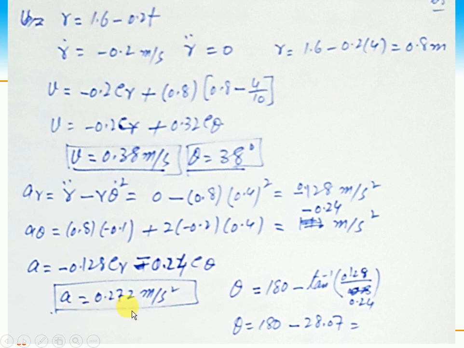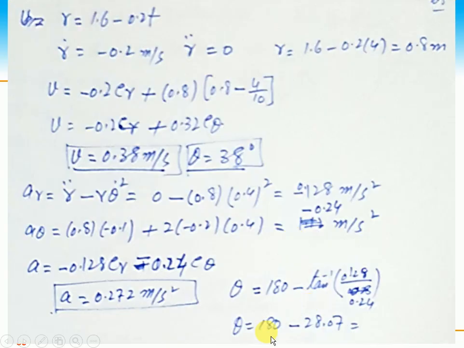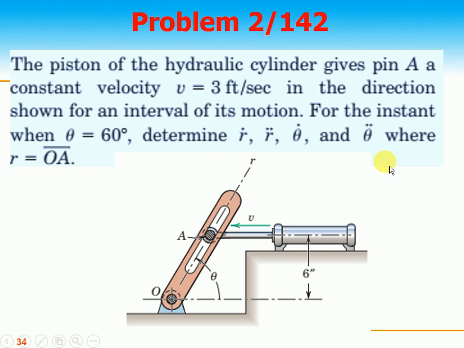So a is equal to 0.272 meter per second squared, and the r and theta components both are negative. So I take the tangent of the angle as 0.24 by 0.128. If I say this is the r and this is theta, r is also negative and theta is also negative. So when I take the angle, because it is in the second quadrant, it is 180 minus 28.07, so you get an angle of about 152 degrees from the x-axis.